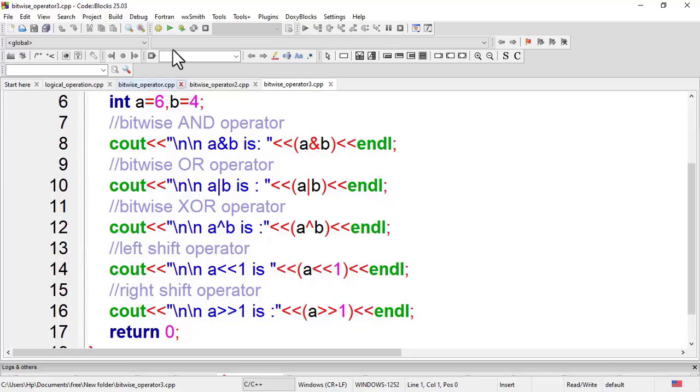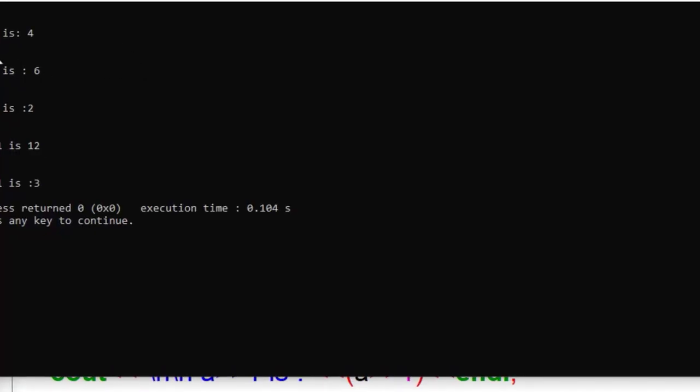So let's run and see the outputs. A and B is 4. A or B is 6. A XOR B is 2. Left shift of A by 1 is multiplying by 2, so it becomes 12. Right shift of A by 1 will divide A by 2, and it becomes 3.